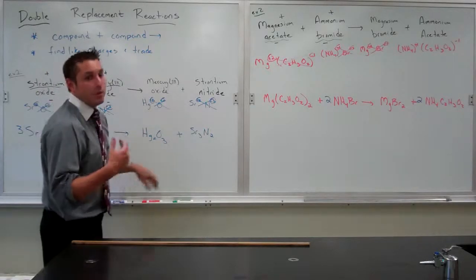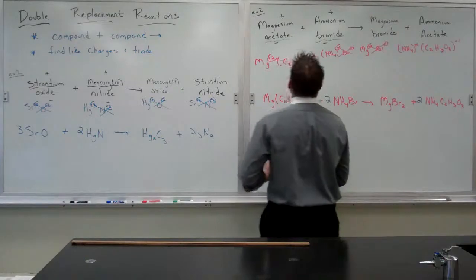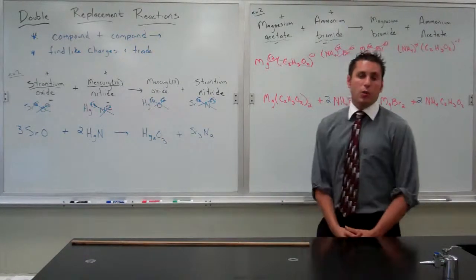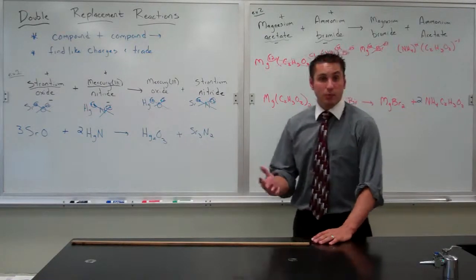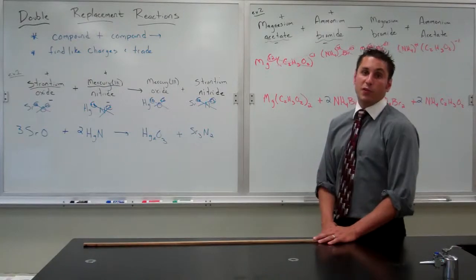So double replacement, pretty mechanical, find like charges, trade, and then from there out, the whole idea is symbols and charges, cross them, and make sure you can get your equation balanced. I hope this helped you sort out any troubles you may have been having. As always, if not, please feel free to come in for some help.